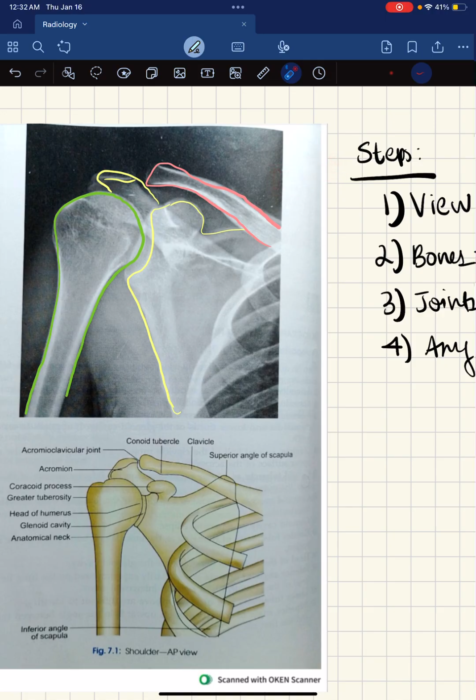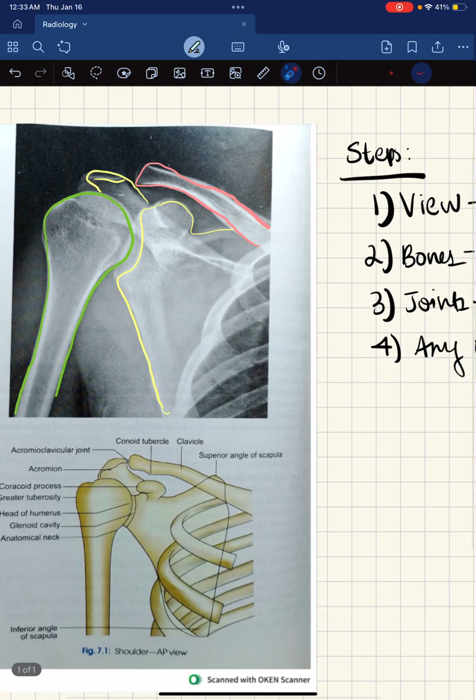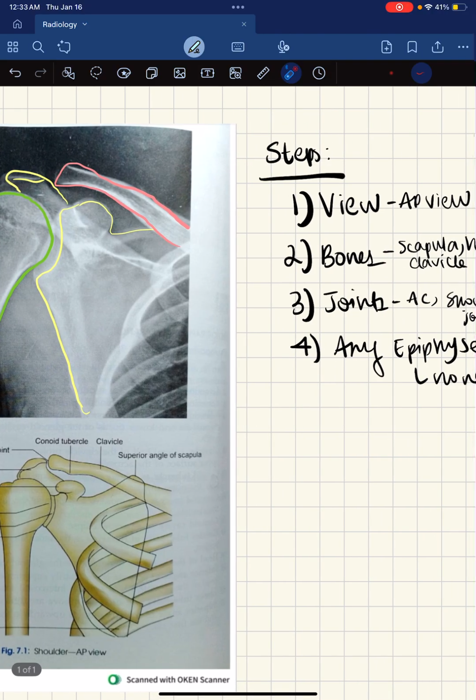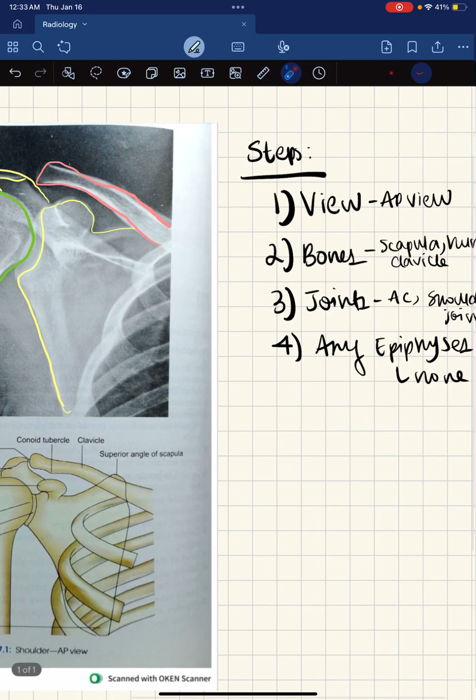When we come to the upper limb, always the X-rays are in AP view. We do not see any other kind of view. Usually it is AP view X-rays that we'll be seeing, or sometimes if it's of an elbow you could see the lateral view X-rays also.